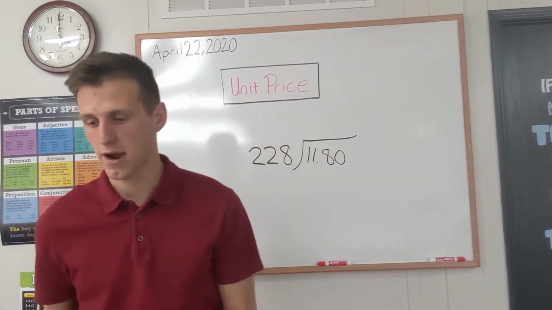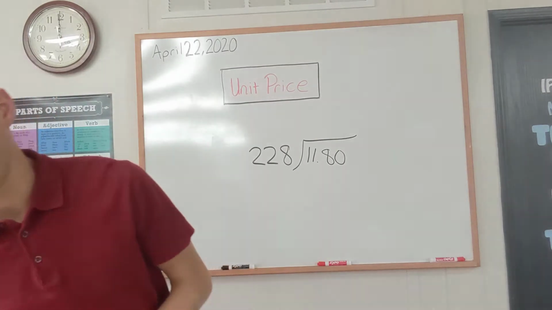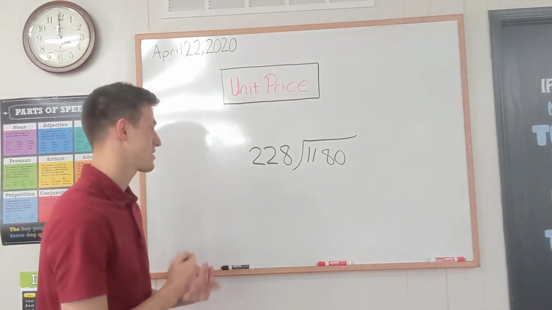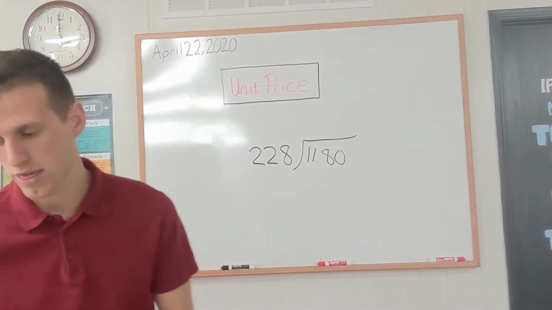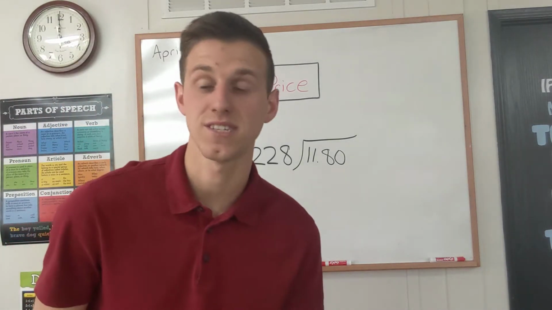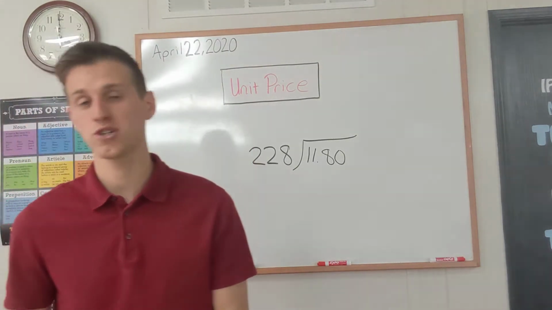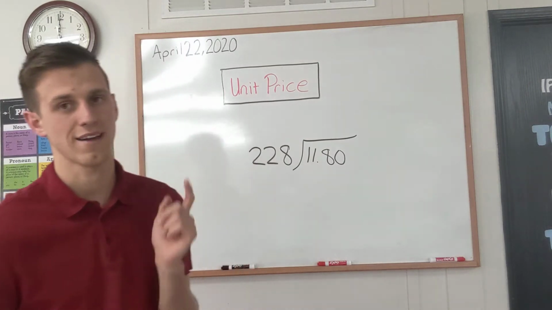And notice how they worked that out. We just divided it, and if we divide $11.80 by 228, we would come up with 5 cents. It cost about 5 cents to produce 1 egg with that bag of feed, okay?